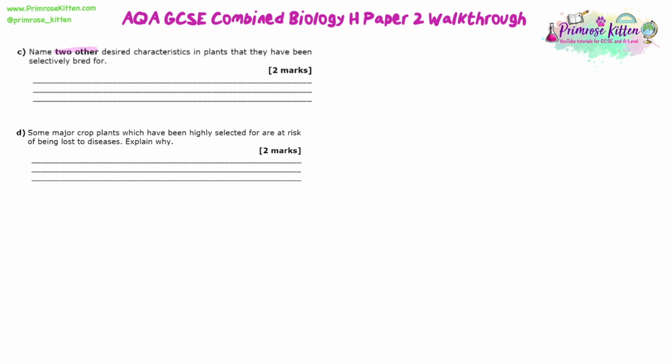Okay, so part C. Name 2 other desired characteristics in plants that have been selectively bred for. Okay, so this is kind of moving away from broccoli now, moving away from kind of what they were talking about there. We're thinking about specific things or features that we should know or we have learned that have been selectively bred for in plants.